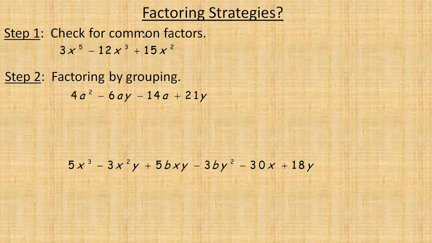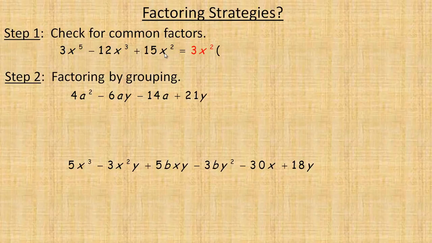So the first thing says check for common factors. That's always what you should look for first. If you can find something in common to all the terms and factor it out, it'll make the rest simpler. So if you look at 3, negative 12, and 15, 3 divides evenly into all three of those numbers. And then notice they all have powers of x. So it's the smallest common power that you can factor out. Okay, x squared is the smallest common power of x here. So we can factor a 3x squared out.